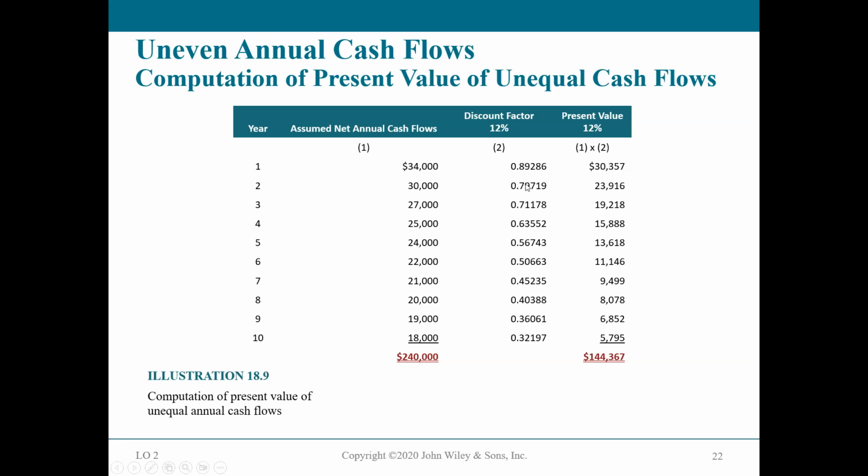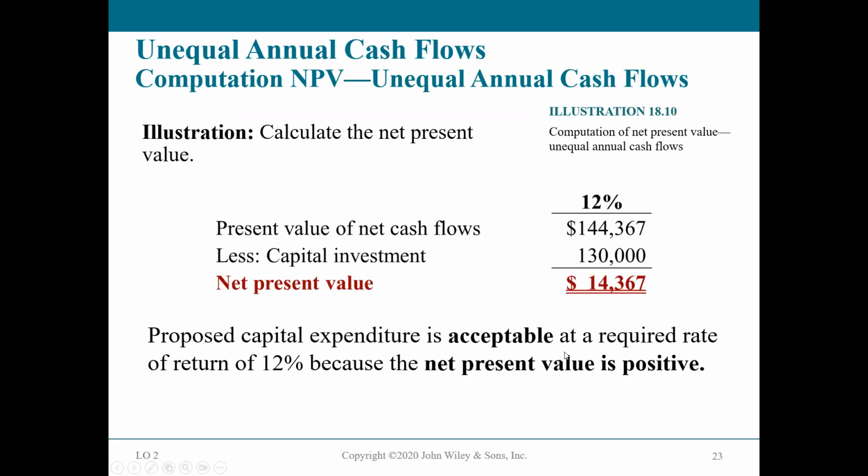So you can use your tables, financial calculator, or Excel, and you would do each item accordingly. So a single payment of $18,000 10 years from now would be discounted by 0.32, or multiplied by 0.32 to get the present value. So the value of the $240,000 10-year cash flow would actually be worth $144,367. In this case, we have a higher net present value because we're earning more of the future cash flow earlier within the 10-year period. And it would still be acceptable.